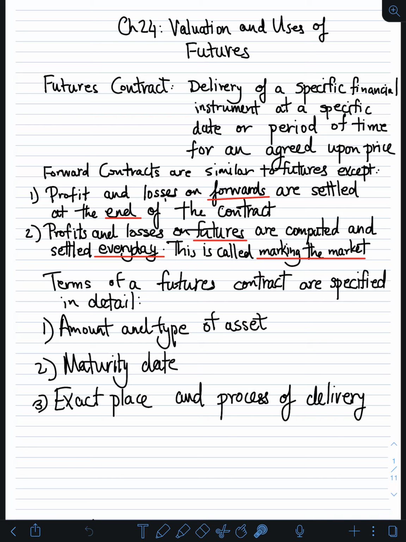The terms that are specified within a contract are specified in detail. It would say how much of the asset, what type of asset we're trying to deliver, what the maturity date is, how long the contract lasts, and the exact place and process of delivery of that asset. Whatever asset you are talking about in that futures contract, a stock, a bond, etc., you would discuss how that asset is going to transfer hands between two parties.